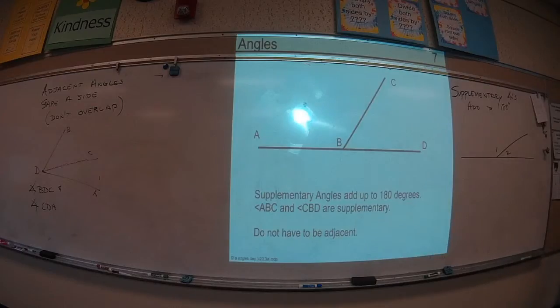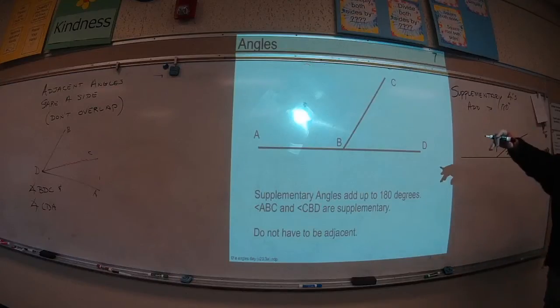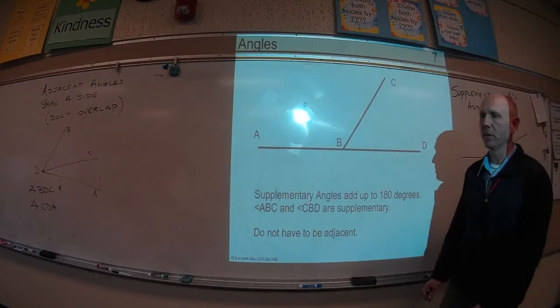Angles 1 and 2 are supplements. They add up to 180. They make a straight line. They don't have to be adjacent to each other. Meaning, if I had this guy over here and he was at 100 degrees, this one's at 80 degrees, they add up to 180, they're still supplements.